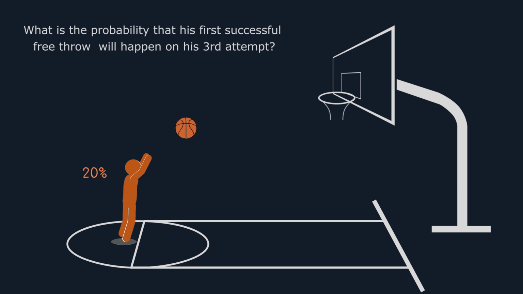To figure this out, let's break down what needs to happen. For his first success to occur on the third attempt, he needs to miss the first two shots and then make the third one. The probability of missing a shot is 1 minus 0.2, or 0.8.